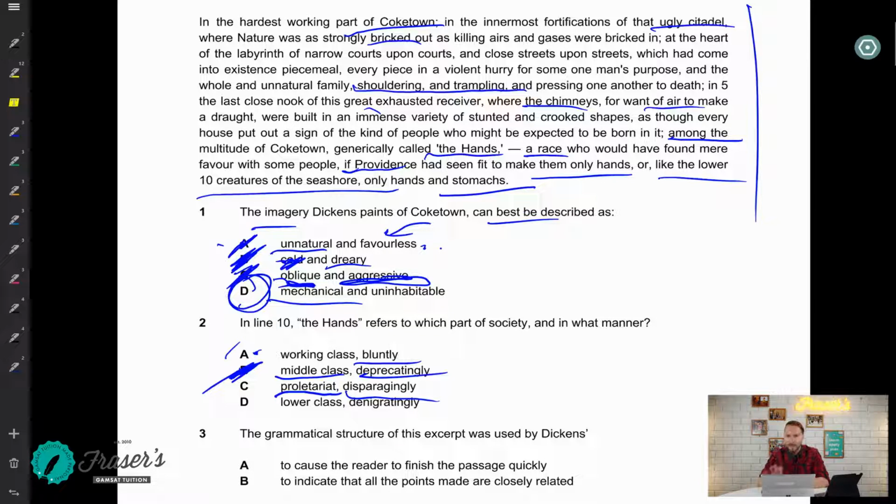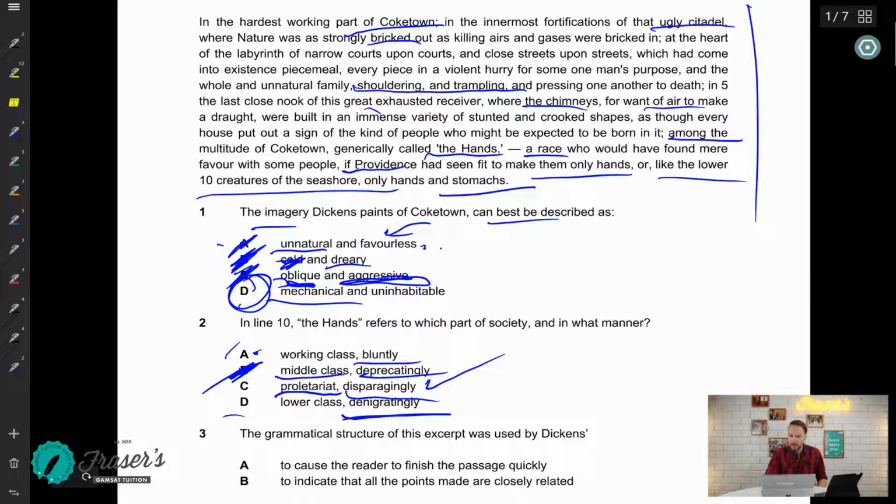Now, some students will know what the word proletariat means. Some don't. This is a hard case, okay? So we know that the second part of the answer is good. Some of us will know what the first part is, some of us won't. So let's talk about that when you get confronted with a word that you simply don't know the meaning of. Let's move on quickly to the final answer, lower class and denigratingly.